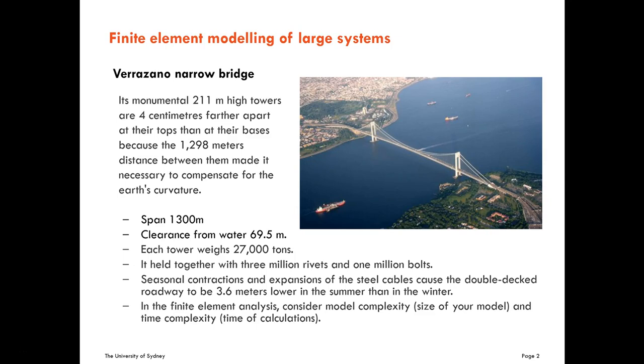This is the question. The other question is the effect of temperature on this huge structure. The seasonal contractions and expansions of the steel cables cause the double decks to change from winter to summer, and the difference is 3.6 meters. So the deck is 3.6 meters lower in summer than in winter. So a finite element analysis needs to consider the thermal effects.